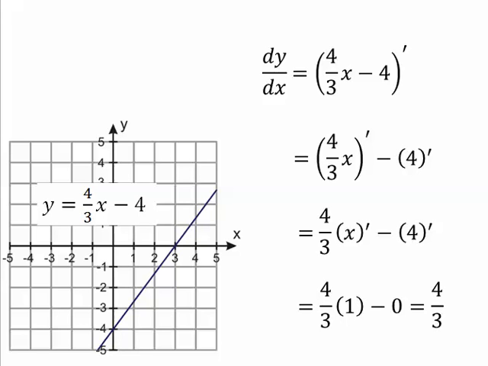And so I get 4/3. dy dx equals 4/3, exactly what we were expecting. We will continue this discussion in part 2.